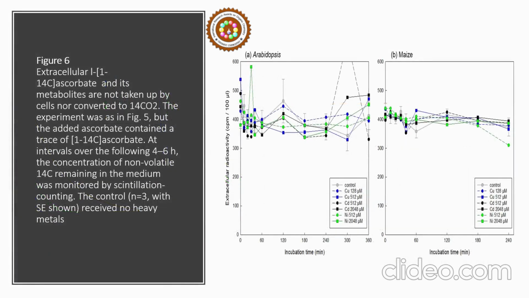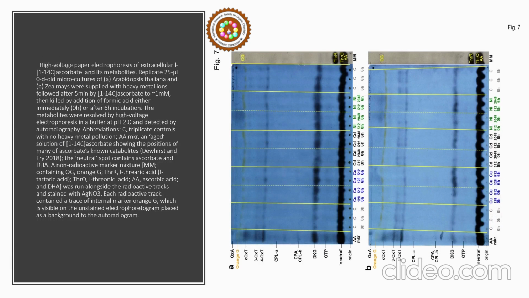And again, we have also determined extracellular ascorbate that was radioactively labeled, and its metabolites which were not actually taken up by the cell, nor converted to carbon dioxide which has been released. So it is determined by scintillation counting, and a similar pattern is shown by the scintillation counting. And here we have also qualitatively determined the ascorbate catabolism by high voltage paper electrophoresis.